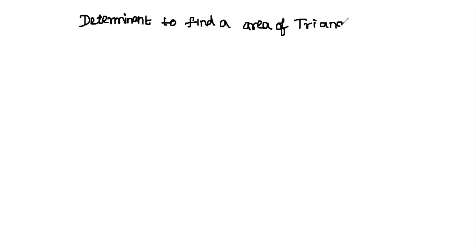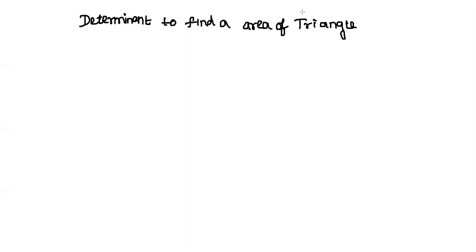Okay. So we'll be discussing the determinant to find the area of a triangle. This is different than the regular method. Usually we do find base into height into half for finding the area of a triangle. We will be doing the determinant to find the area of a triangle.